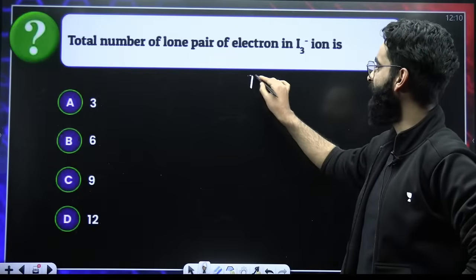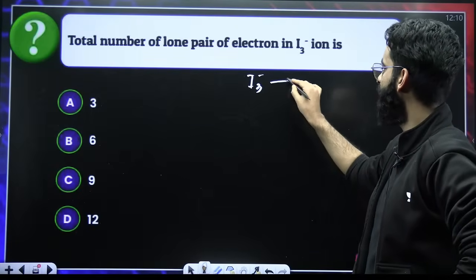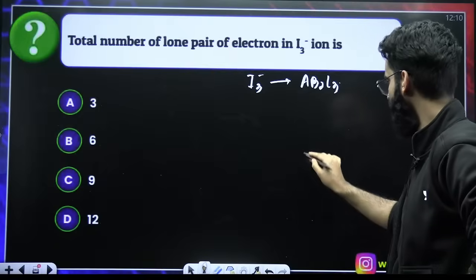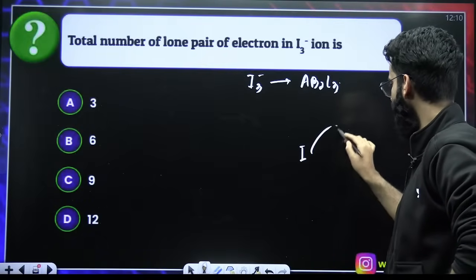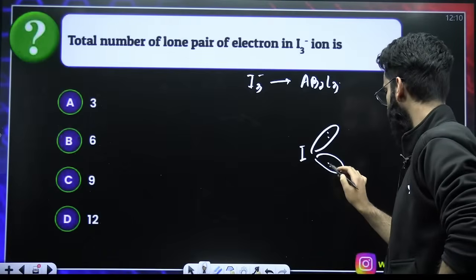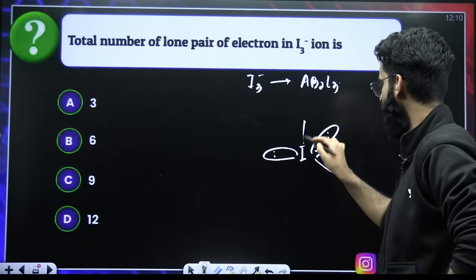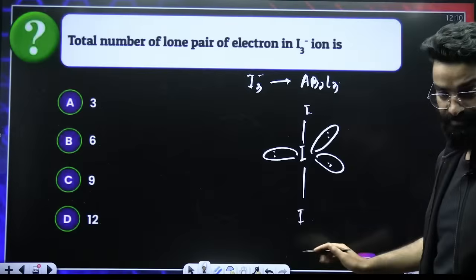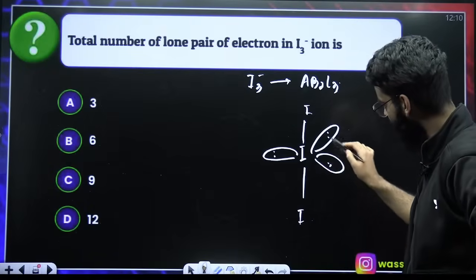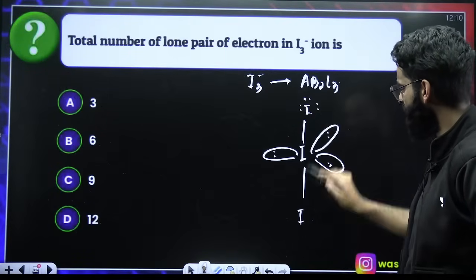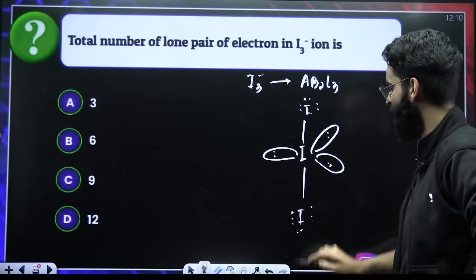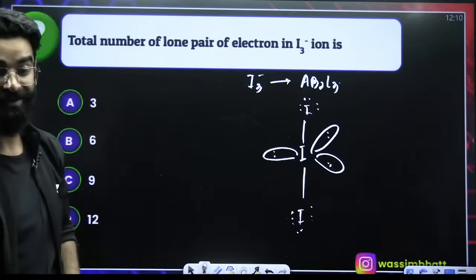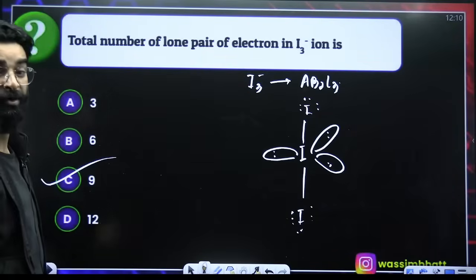See, we already know in case of I3 negative, it is of the type AB2L3. I hope you remember. The central iodine has 3 lone pairs. There's one more iodine here, and one more iodine here, right? This is the structure. No doubt this particular iodine has got 3 lone pairs. This also has 3 lone pairs, and this also has 3 lone pairs. So in total, how many? 3, 3 is 6, 3 is 9. So in total, there are 9 lone pairs in the molecule.